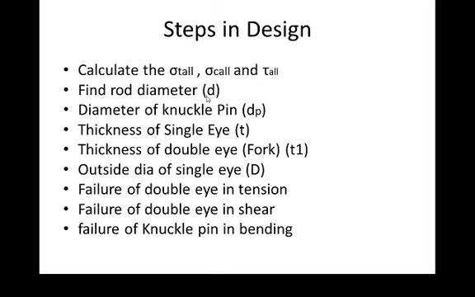Then evaluate the rod diameter, diameter of knuckle pin, thickness of single eye, thickness of double eye, outside diameter of single eye, and failure of the double eye in tension, shear and bending. One thing you keep in mind, single eye and double eye are both subjected to tensile failure, shear failure and crushing failure, and accordingly we can design the knuckle joint.